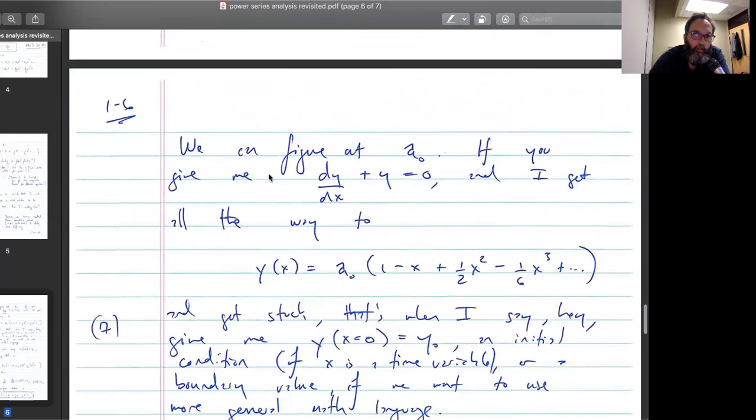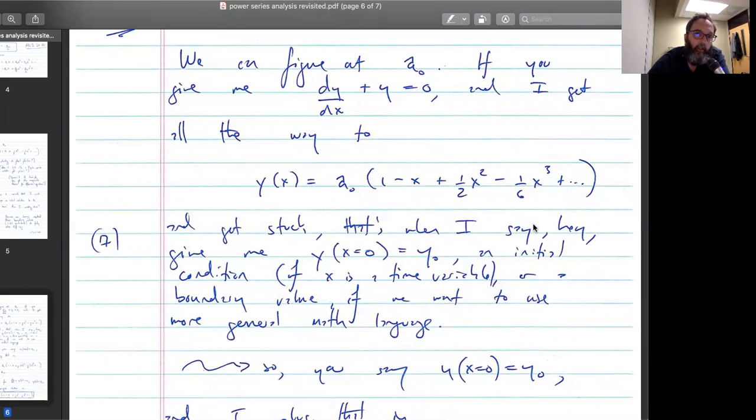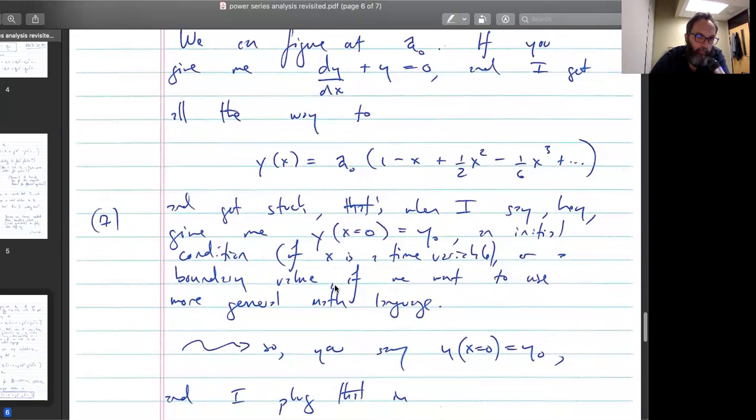Okay, so you gave me this differential equation right here, and I got to this point. Y of x is equal to a naught times this quantity, 1 minus x plus 1/2 x squared minus 1/6 x cubed plus some stuff. And I got stuck. I couldn't go any further. And that's when I say to you, hey, you have to give me y of x equals 0 is equal to y naught, or some other piece of information. But let's stick with this one for the time being. You have to give me this initial condition, if x is something like a time variable, or a boundary value if we want to be more general in our mathematical language.